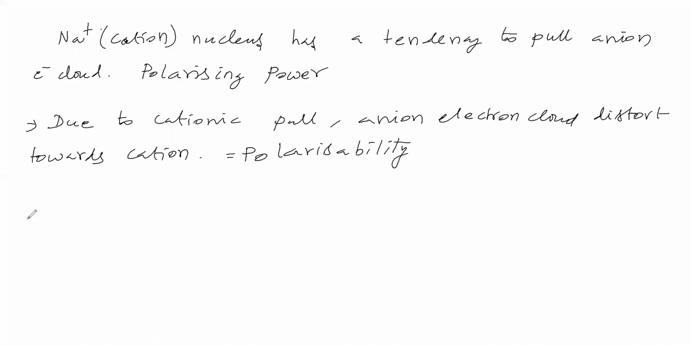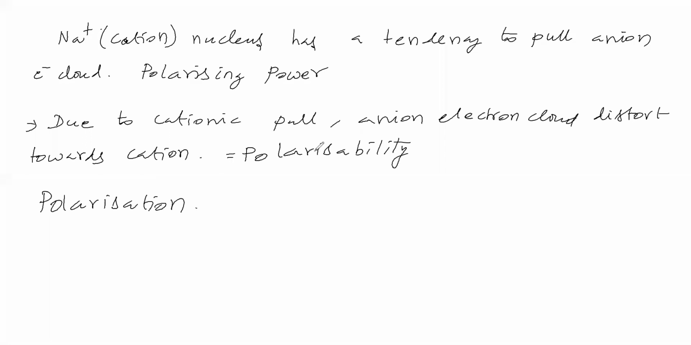This phenomenon is called polarization. So polarization involves the polarizing power of the cation and the polarizability of the anion. What is polarizing power? The cation nucleus pulling the anion electron cloud; that power is called polarizing power. What is polarizability? The anion electron cloud distorting towards the cation; that distortion tendency is called polarizability. This phenomenon is called polarization.